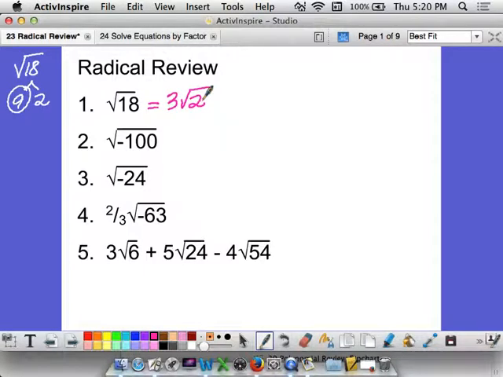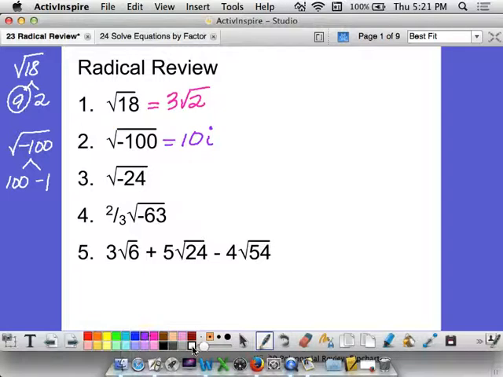Then I have the square root of negative 100 right here. When I look at the square root of negative 100, I know that 100 is actually a perfect square. I know the square root of 100, but this is also times negative 1. So let's go back and remember. The square root of 100 is 10, and the square root of negative 1 is i. So just a reminder, if you have a negative underneath a square root, you're going to have an imaginary number, and you're going to have to remember your i.